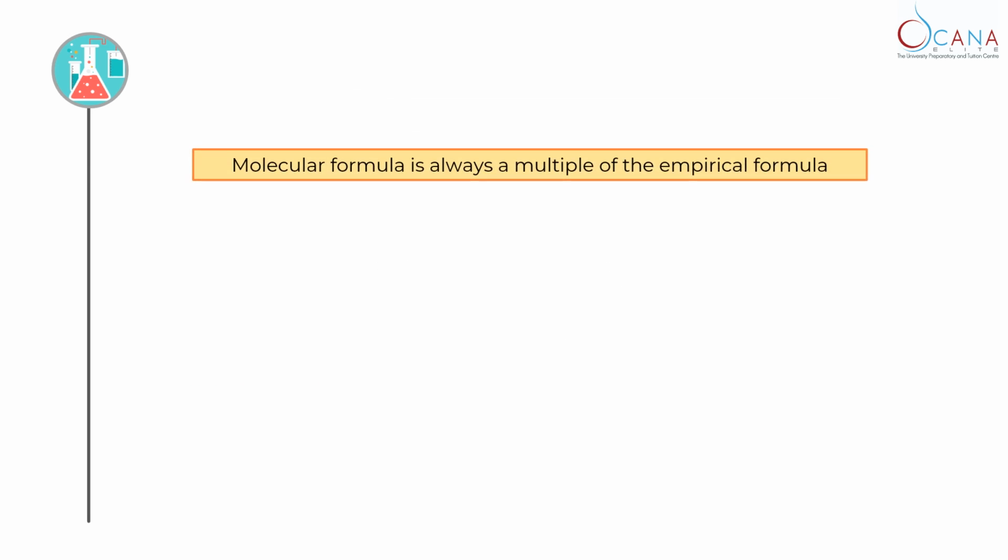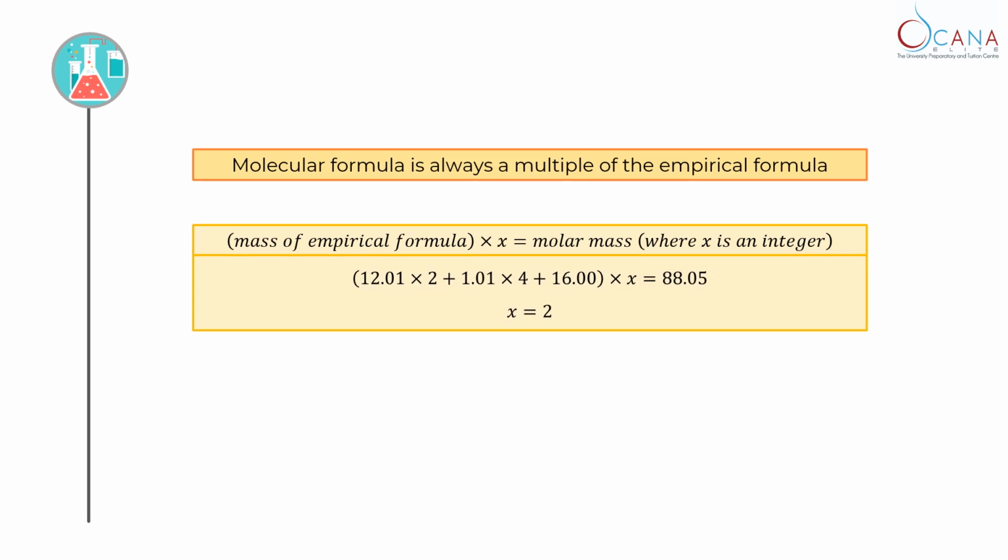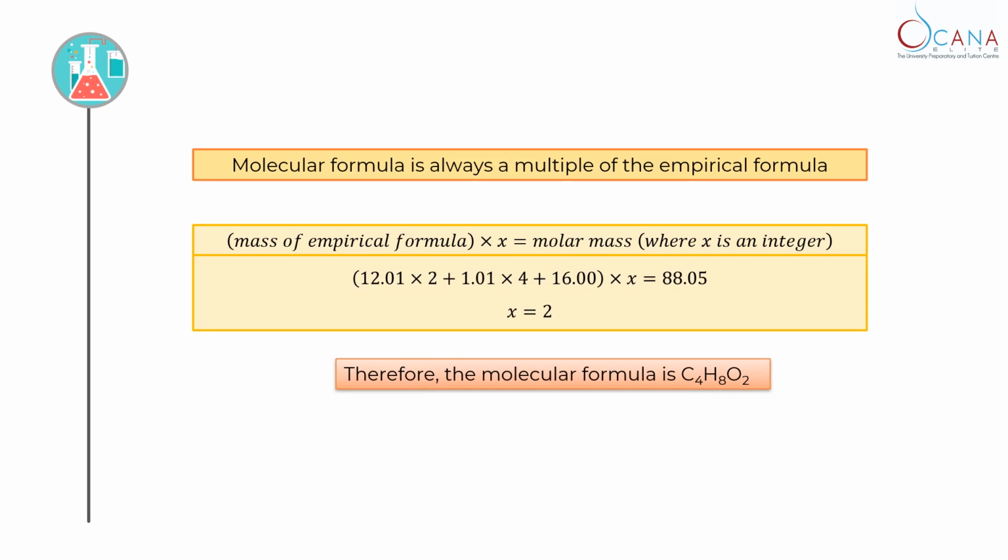As I mentioned earlier, the molecular formula is a multiple of the empirical formula, as the molar mass of the whole compound is given. To find the molecular formula, we can calculate the mass of the empirical formula, and then divide the molar mass by the mass of the empirical formula to get the multiple, which must be an integer. After that, we can figure out the molecular formula, which is C4H8O2.